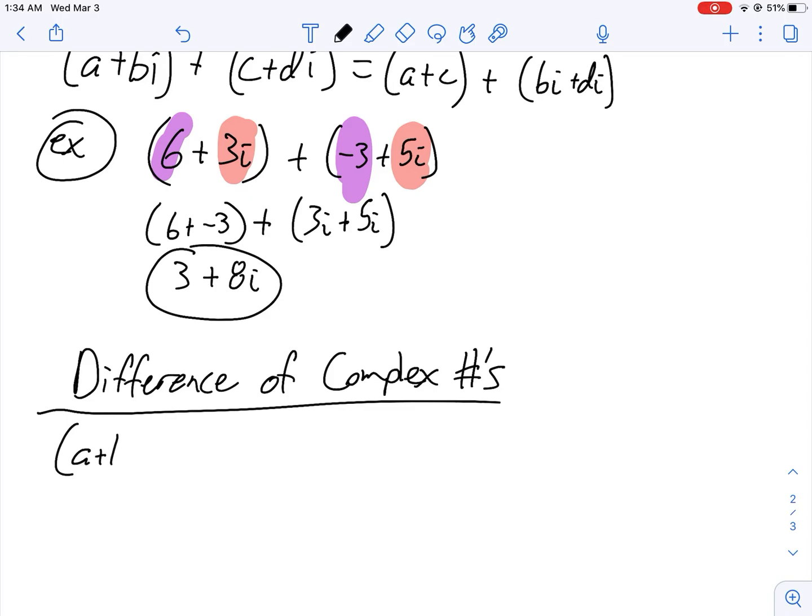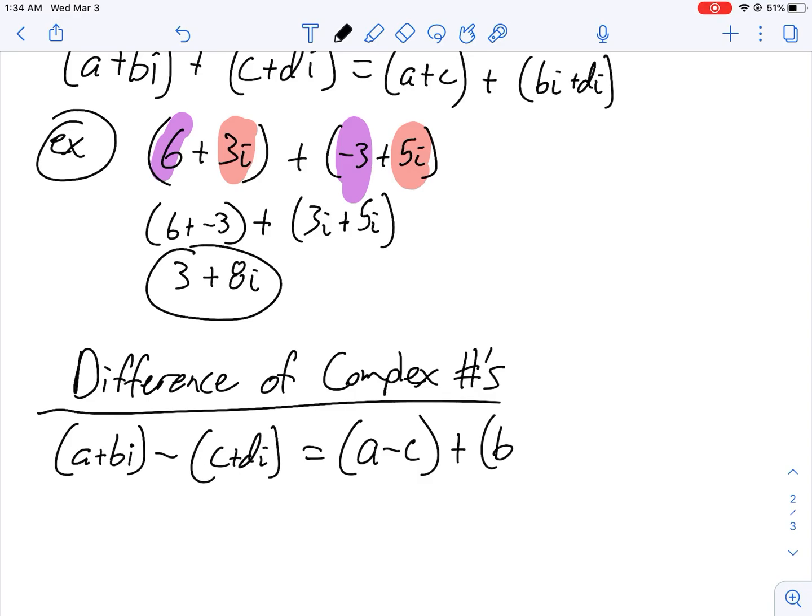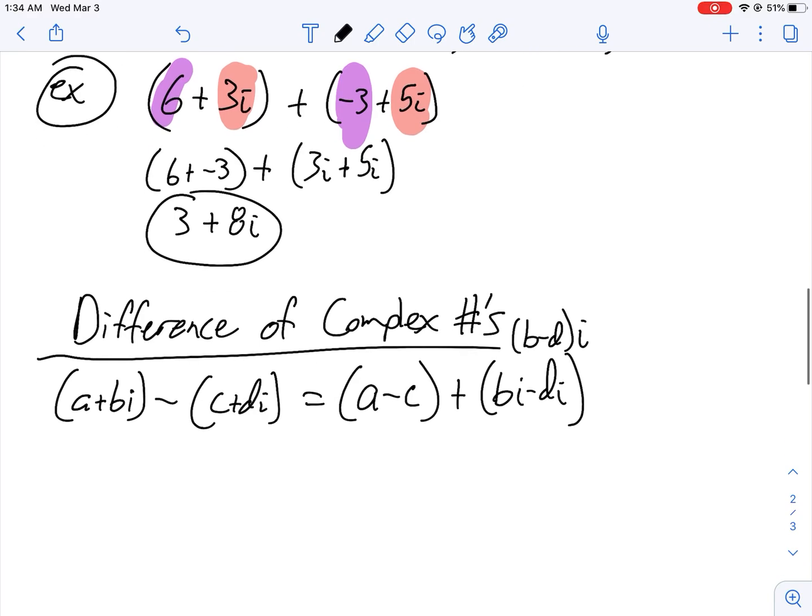So here, same thing, a plus bi minus c plus di. And what's going to happen here is we're going to have a minus c plus bi minus di. Or in the book, they put b minus d, and then we just attach the i on the end. We're only subtracting or adding the coefficients together. We treat it just like a variable. So we treat the imaginary portion, the i, just like a variable.